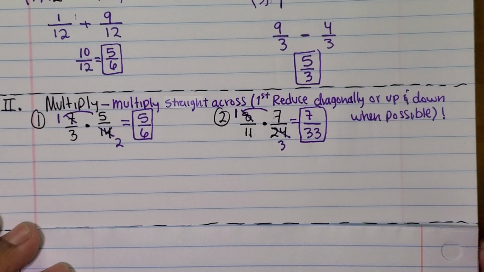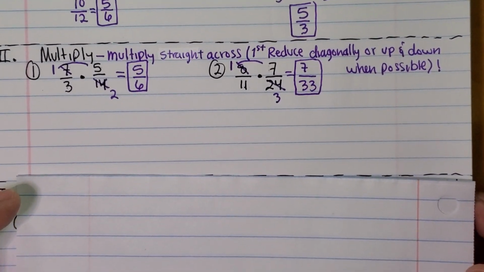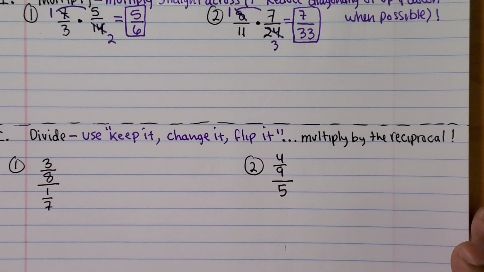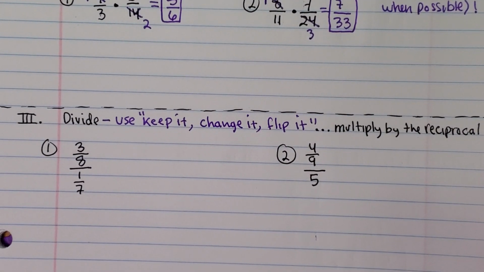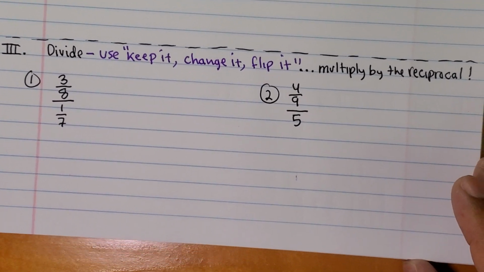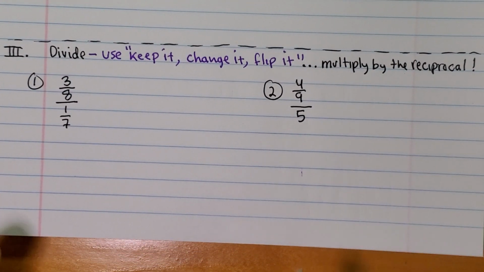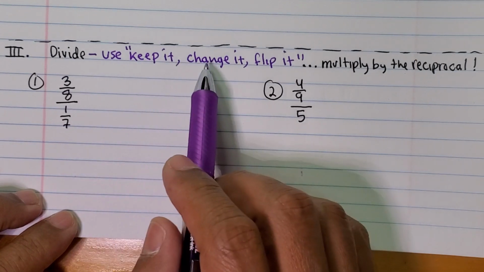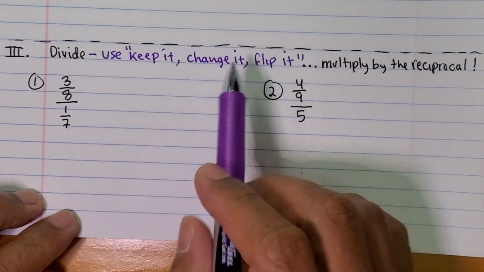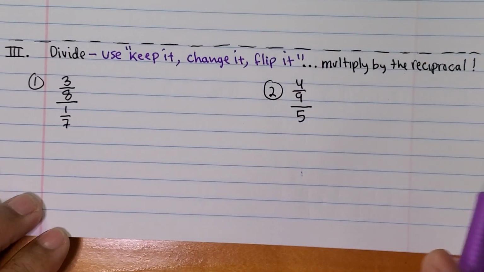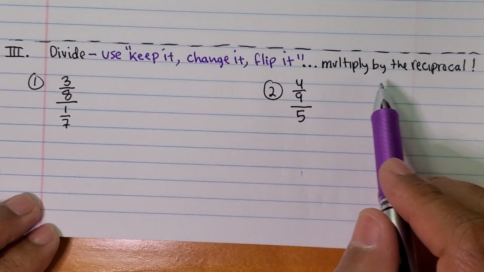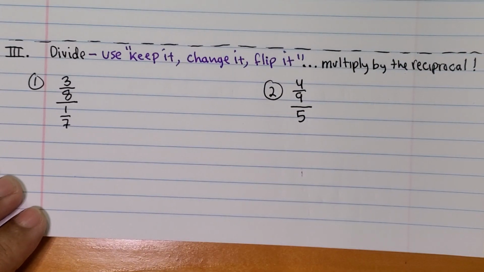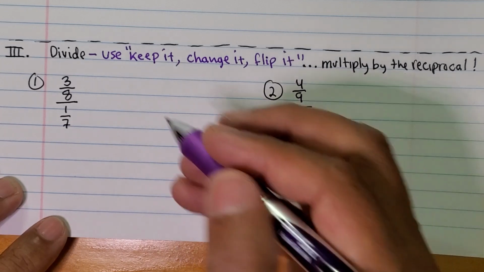Okay, let's go on to the last two examples. For these two examples, this is section 3 of fraction operations. When we divide, I'm going to suggest that you use keep it, change it, flip it, and I believe you've used this before. But understand that all we're doing is multiplying by the reciprocal. Let's look at the first example so you can begin to understand what I'm saying here.